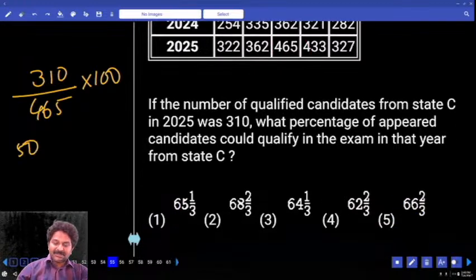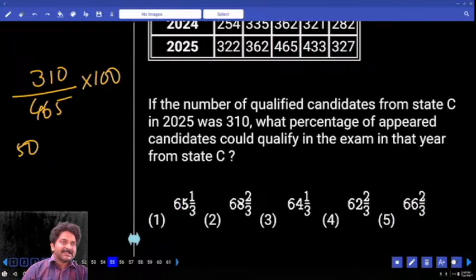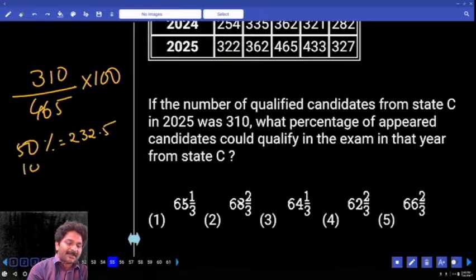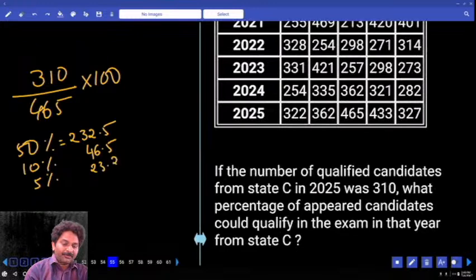When you look at your options, all the options are nearby 65 only. So you don't have to bother about it. If you first know the 65 percentage value, then you can identify your answer easily. 50% of the denominator is 232.5. What is 10%? 46.5. 5 percentage, 23.25.